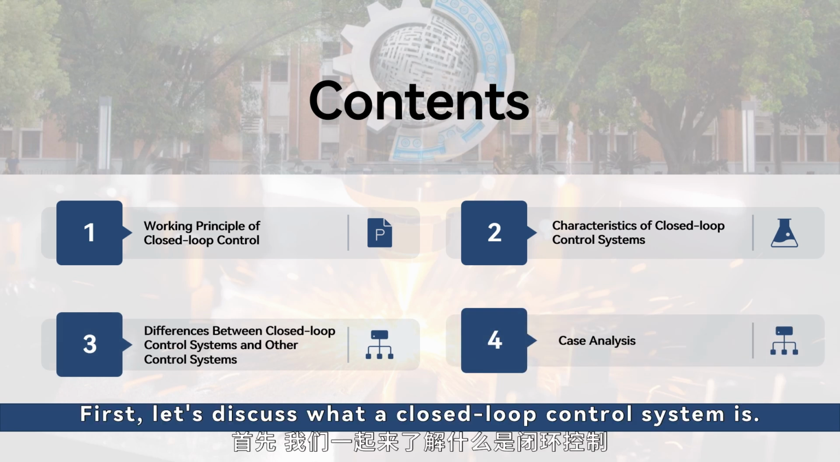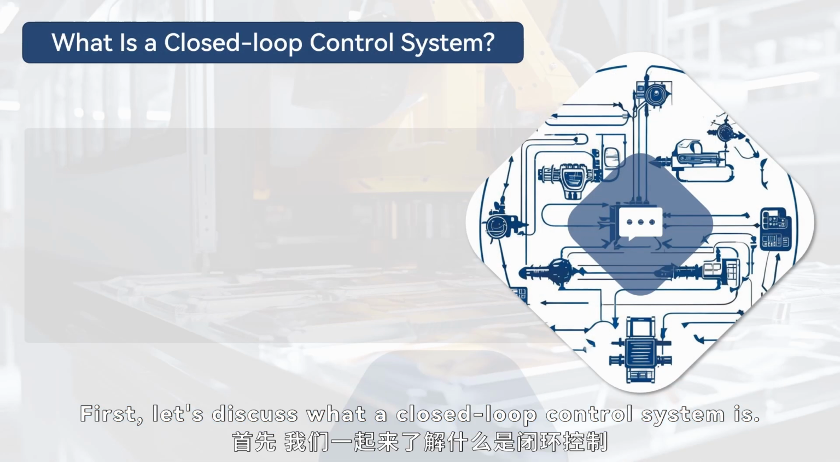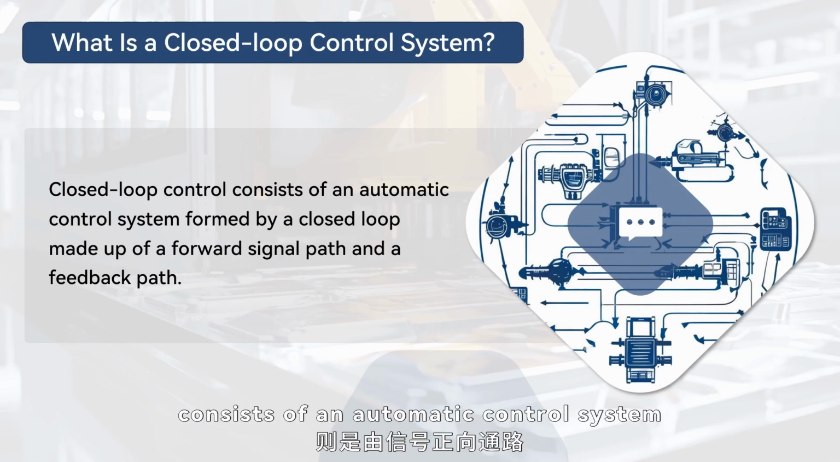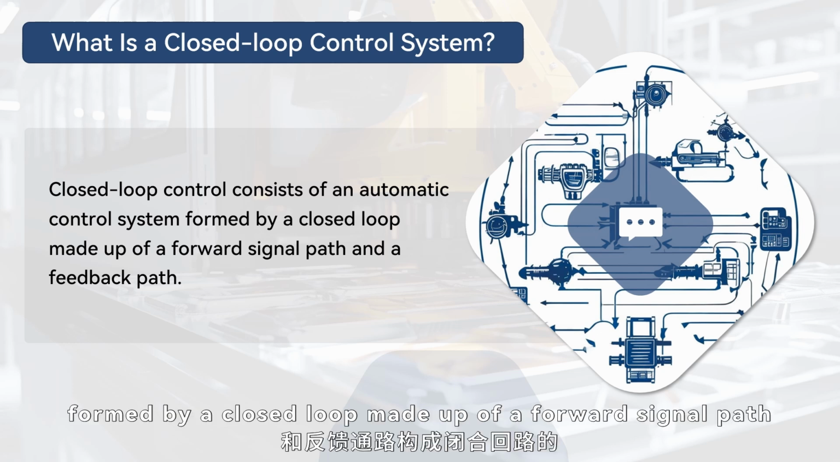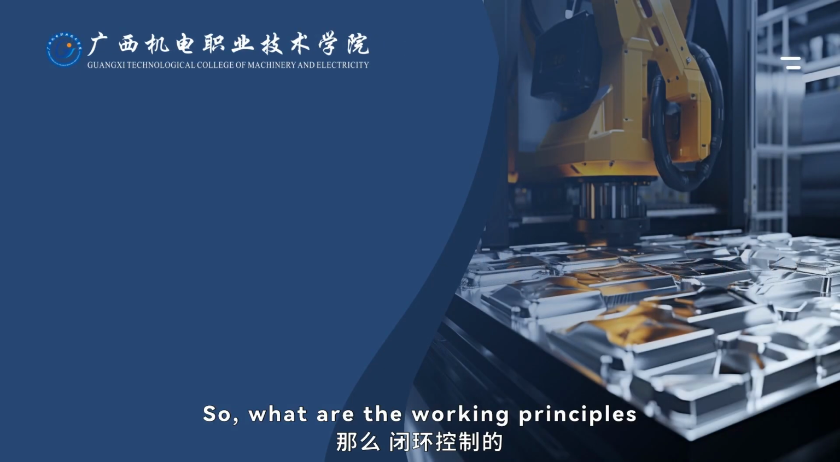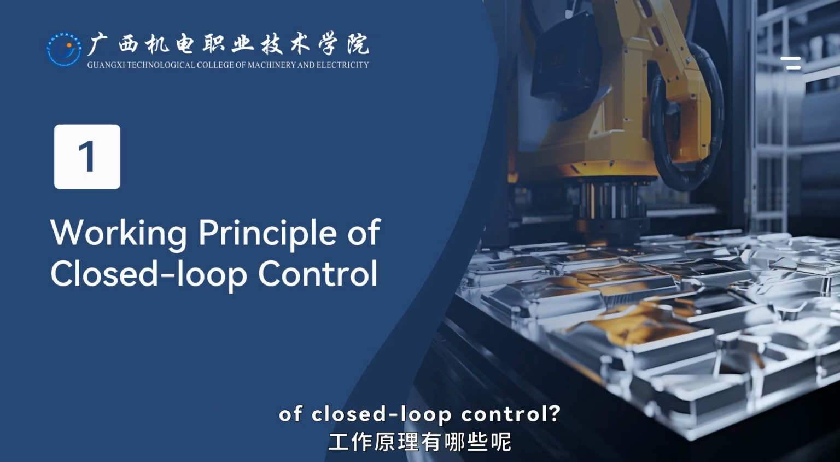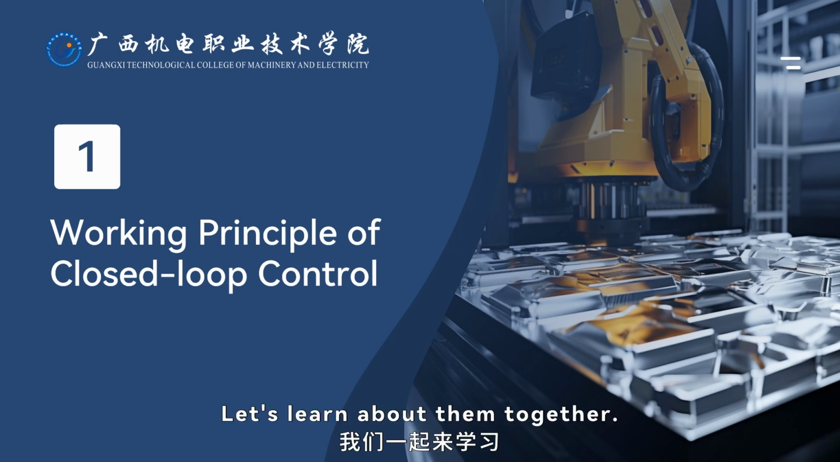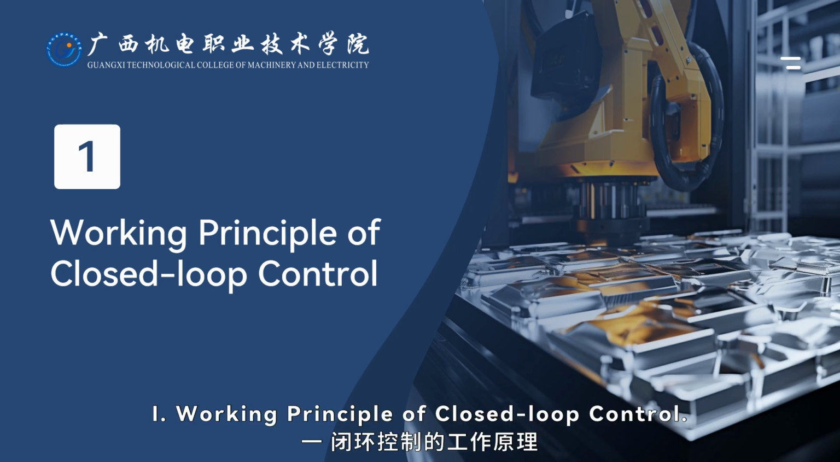First, let's discuss what a closed-loop control system is. Closed-loop control consists of an automatic control system formed by a closed loop made up of a forward signal path and a feedback path. So, what are the working principles of closed-loop control? Let's learn about them together. 1. Working principle of closed-loop control.